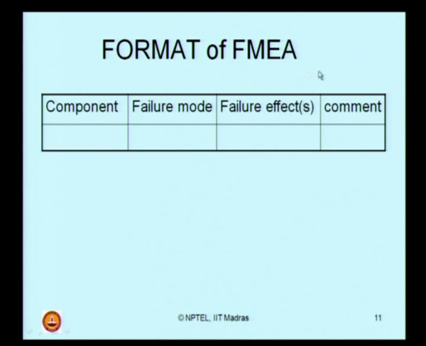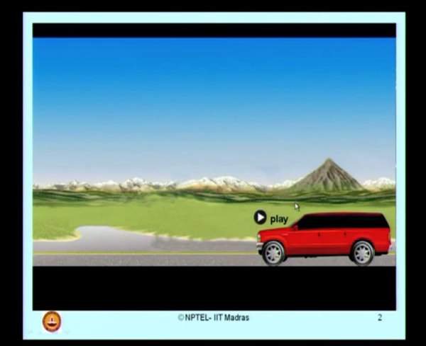It is a simple tabular column format. You must identify the component, specify the failure mode or modes of that component, and the effect of that failure mode on the overall performance, and start commenting on it. I have an example where I will fill up this column in a slightly more descriptive manner. We will now discuss one example of preparing an FMEA for a passenger car. This is basically a design FMEA where I have a model of a passenger automobile, and I want to see how I can apply the failure mode effect analysis study to this problem. Watch this video.